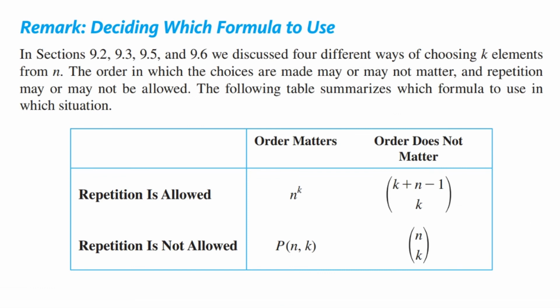Now, this might seem really complicated, so here's a structure that will help you decide which formula to use. If repetition is not allowed and order matters, it is permutations taken k at a time. If repetition is allowed, it is n raised to the k power, if order matters. If order doesn't matter, it is n choose k when repetition is not allowed. If repetition is allowed, as we studied here, it is n plus k minus 1 combinations taken k at a time.